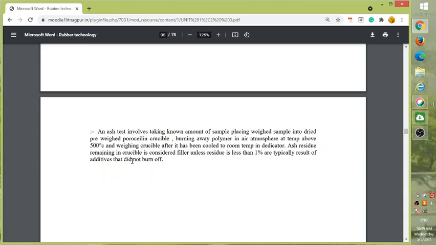So ash residue remaining in the crucible is considered filler unless residue is less than 1%, which is typically the result of additive that did not burn off. So sometimes the additives don't burn out. Polymer contains additives, and polymer gets burned entirely at 500 degrees Celsius, but still the additives added in that polymer are remaining. So that's why they can be used as a filler.